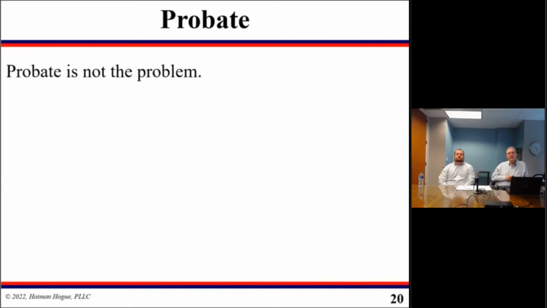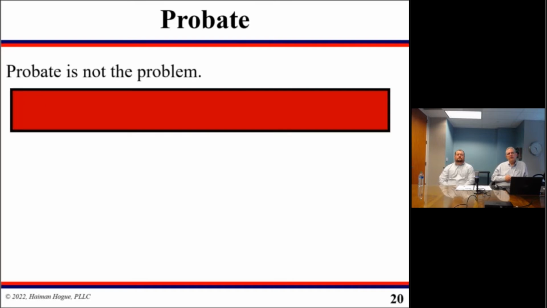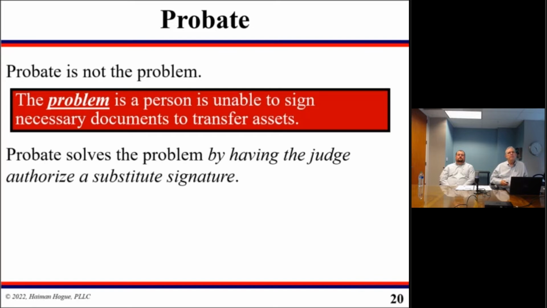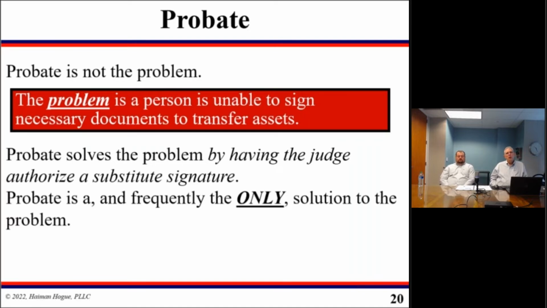Now, probate is not the problem. Some of this may sound familiar to you. The problem is a person is unable to sign documents to transfer assets. I don't know how they can vote when they're dead, but we cannot get dead people to sign documents. Probate solves the problem by having a judge authorize a substitute signature. If you're thinking, didn't we just hear this in guardianship? Yes, you did. There's a lot of similarities between probate and guardianship. Probate is one way and frequently the only solution to the problem.